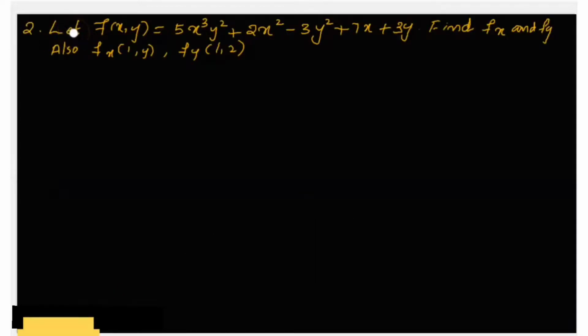Next problem. Let f(x,y) = 5x³y² + 2x² − 3y² + 7x + 3y. Find fx and fy, which means the partial derivative of f with respect to x and the partial derivative of f with respect to y. These notations are also used to denote partial derivatives. Also, fx(1,y), that means the value of fx at (1,y), and fy at (1,2). We'll do one by one.